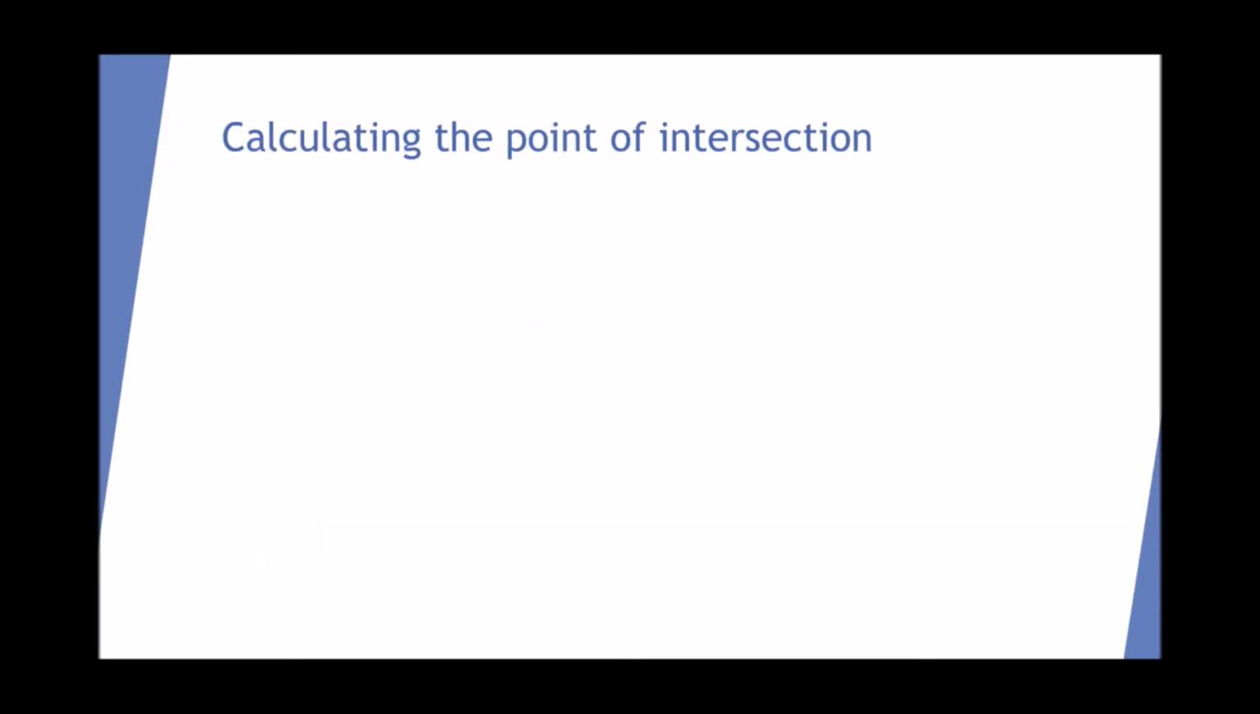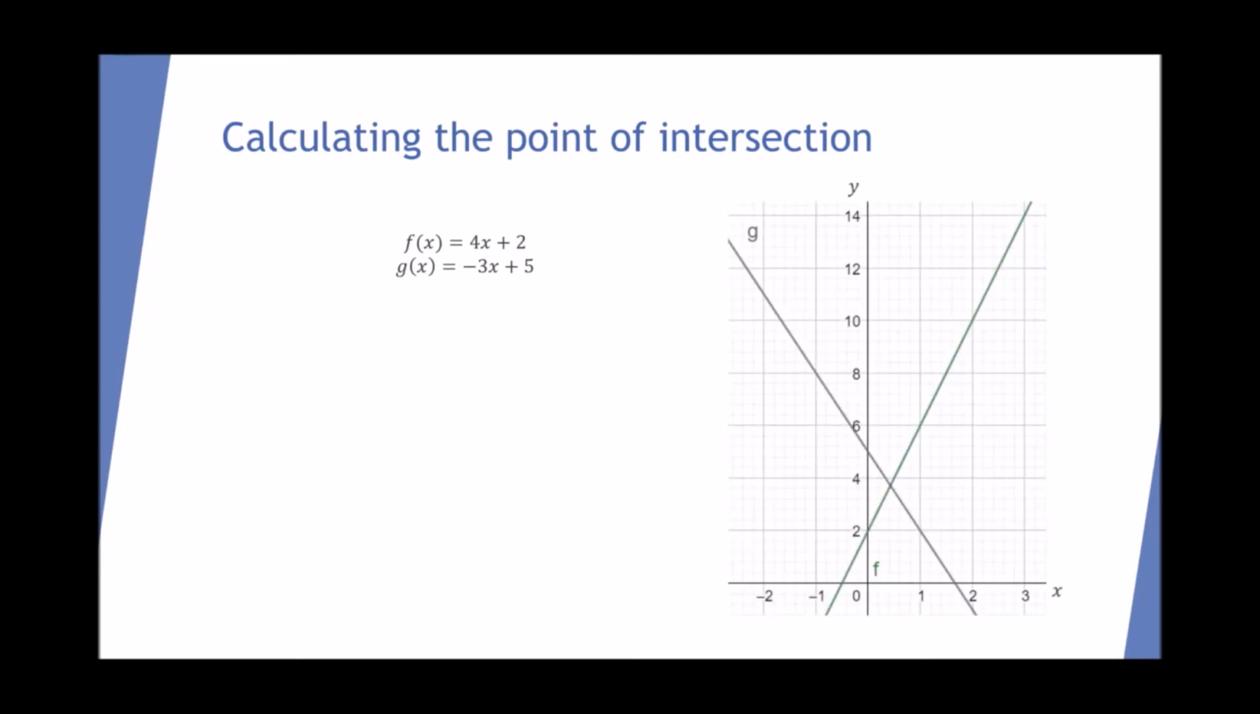Enough about gradient and y-intercept. Let's have a look at the point of intersection. Now, to even have a point of intersection, we're going to need two functions. Let's take these two. And of course, we can start by plotting them, but in this case, that's not very useful. We can't really read off where they intersect.